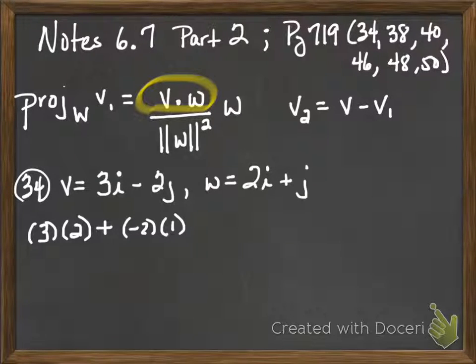You may have a positive plus a negative or a negative plus a negative. You're just going to combine those. Then the bottom part of that formula you already know how to do. The double bars mean magnitude. So can y'all find the magnitude of vector W in your head? Radical 5. And so that formula says that's going to be radical 5 squared. Then the formula says we're going to multiply that times vector W. So that would be times 2I plus J.